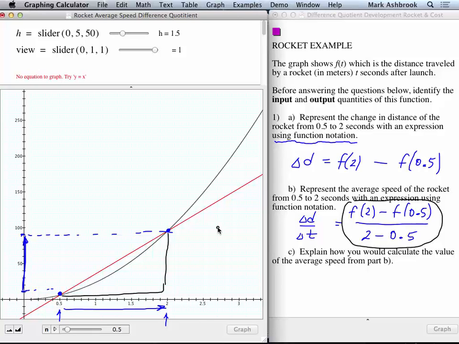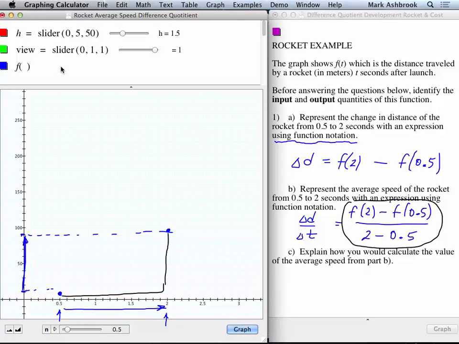So, what would you do? You would plug in the numbers. Yeah, we would get the distance at 2 using the rule for f, and get the distance after 0.5 seconds using the rule for f, and we'd solve. Okay, so let's do that. I should have done this before. All right, so f of 2 minus f of 0.5, all over 1.5.